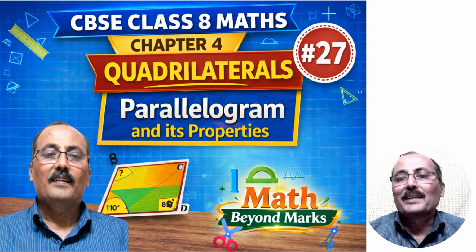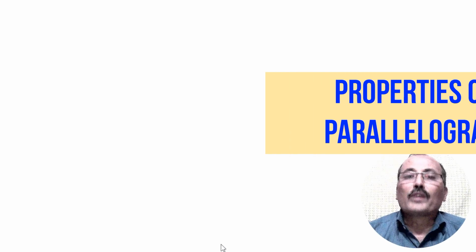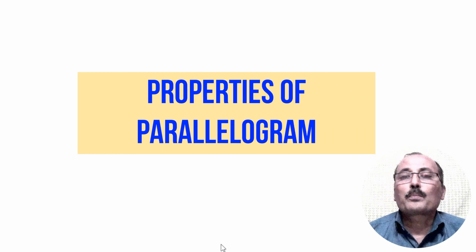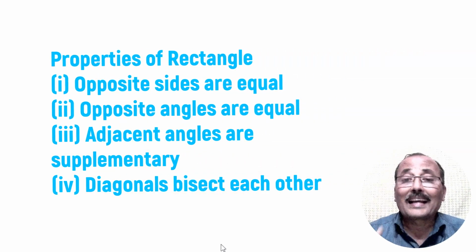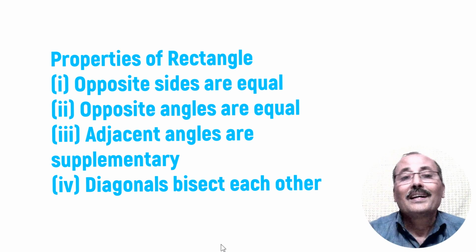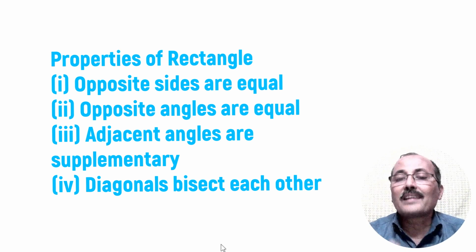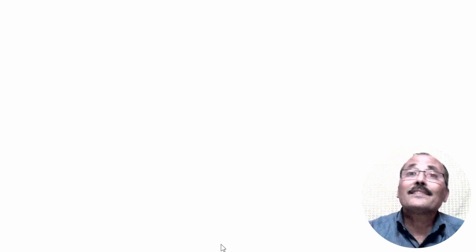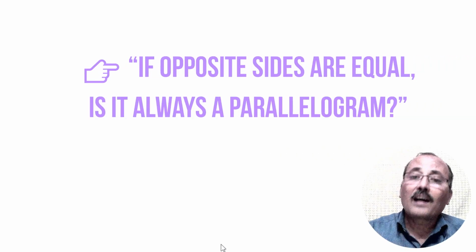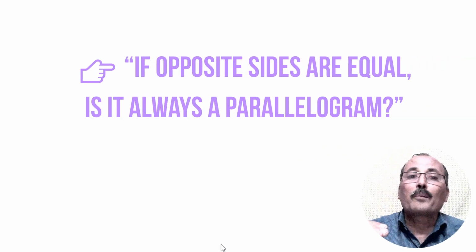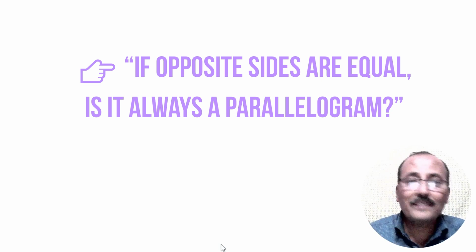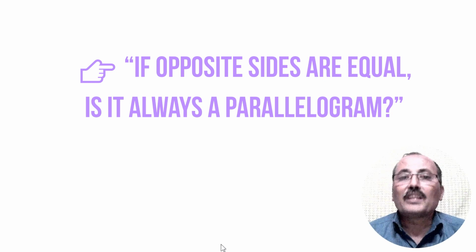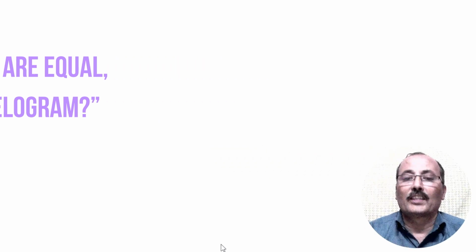In this video, we are going to see about parallelogram and its properties. In the previous video, we have seen if opposite sides are equal, it is a rectangle. That means we have seen about a rectangle. If opposite sides are equal, is it always a rectangle alone or anything related to today's topic? Let us see and check that statement in this video. Please watch continuously to know the result of that one.